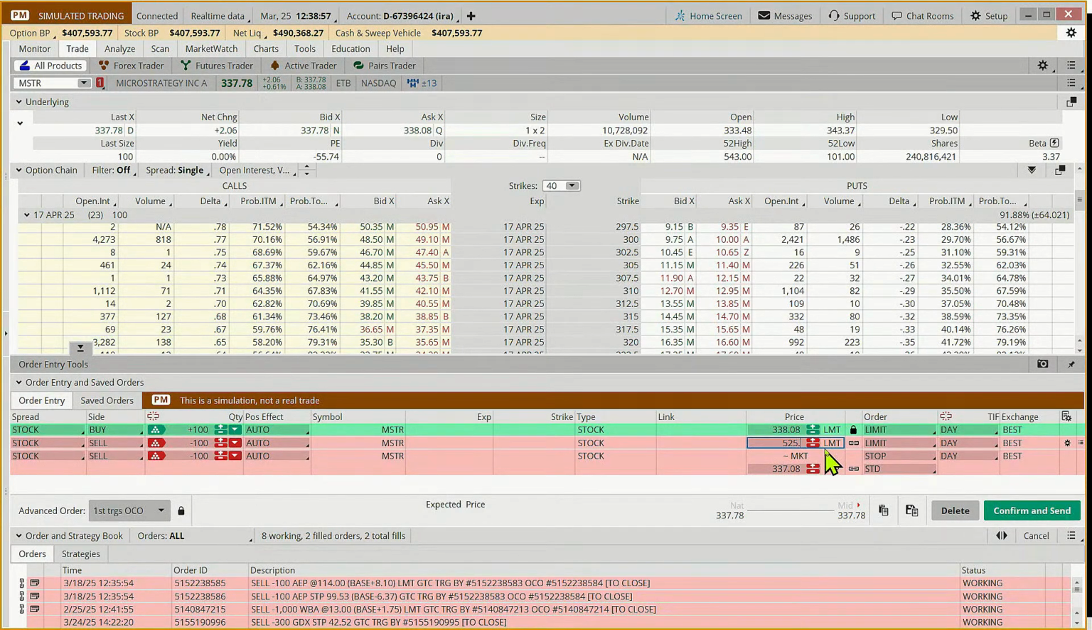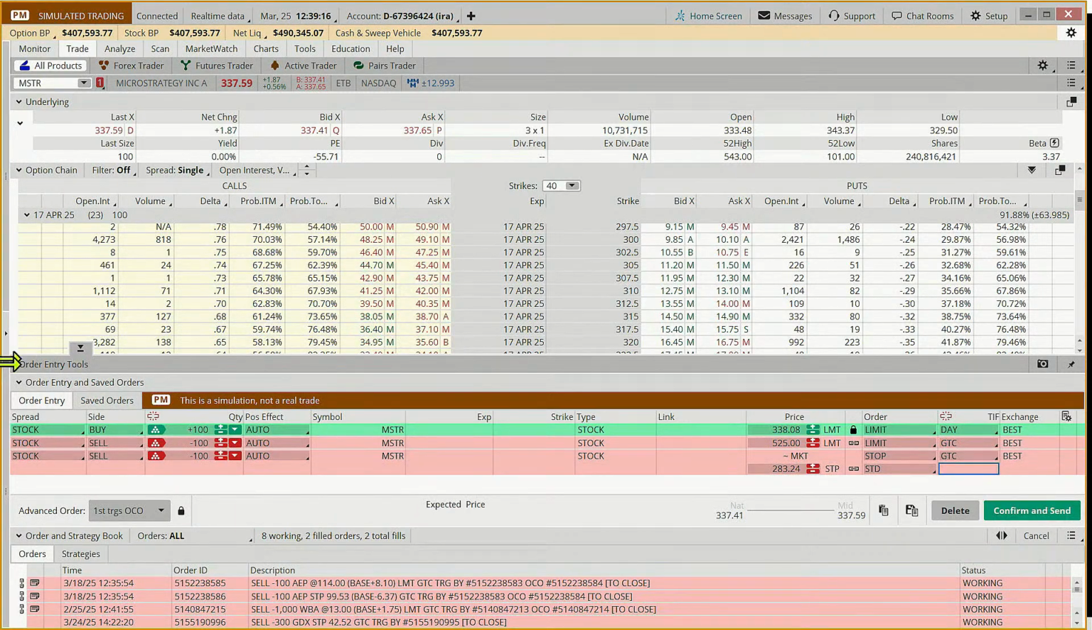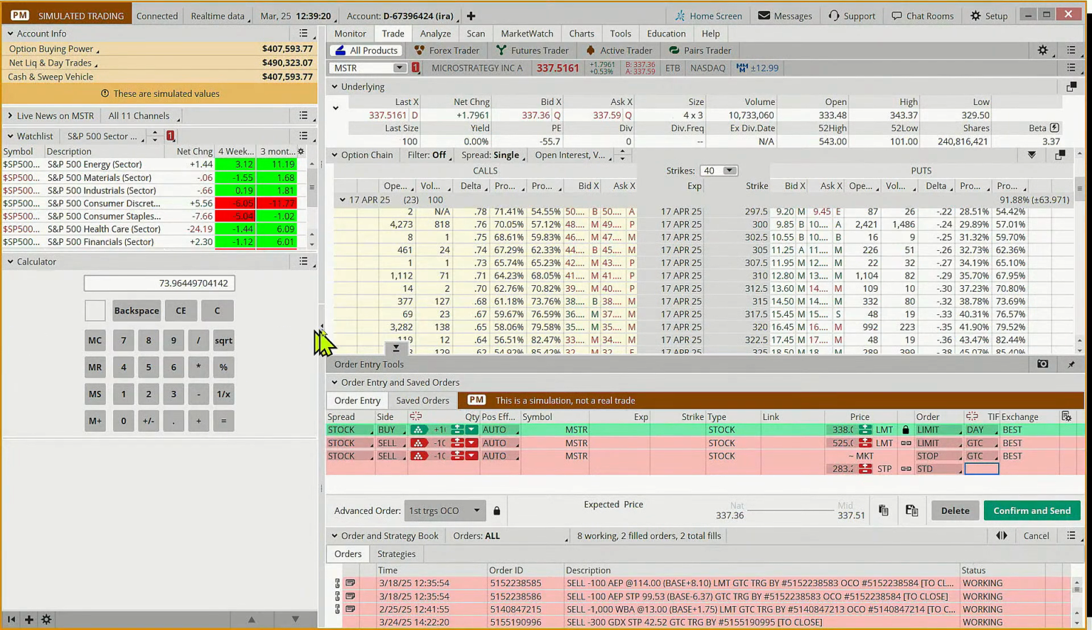Now you may want to go and see what the analysts are saying about this stock and do some more research under the covers, so to speak. But what we're looking at, 283.24. We're going to make both of these good till canceled. And then were we buying 100 shares? We were not. How many were we buying? 74.